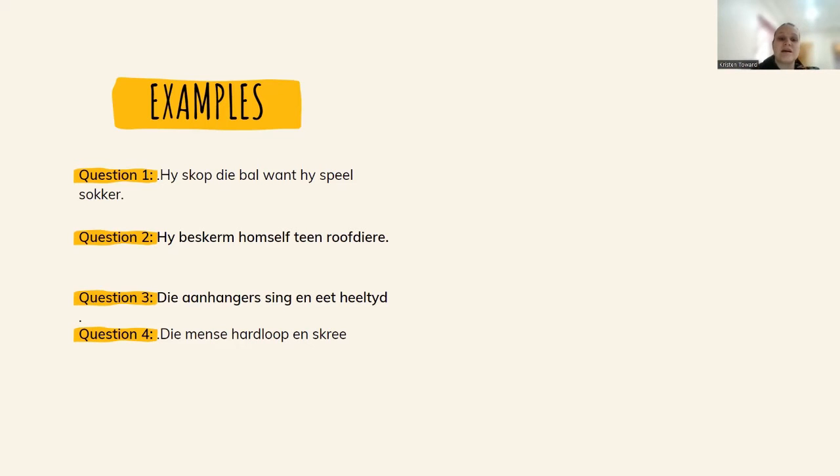Question 4: die mense hardloop en skree. You can run and scream at the same time, so it's two actions happening at the same time. So die mense het gehardloop en skree.